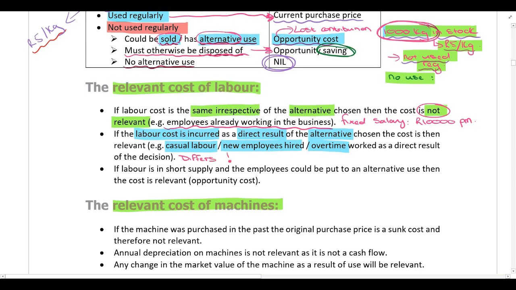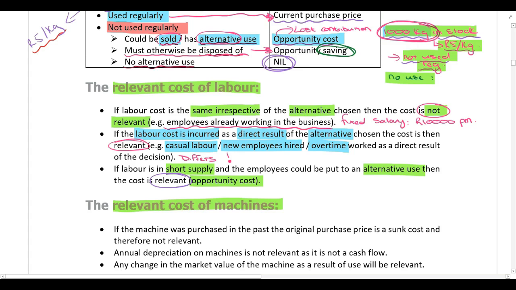Because if we don't accept the order, we won't have to hire casual laborers, hire new employees, or work overtime. We are only doing this as a direct result of the order. It differs between the alternatives, and therefore it is going to be relevant. Then lastly, guys, if labor is in short supply and the laborers can be put to an alternative use, then the cost is relevant because we have an opportunity cost.